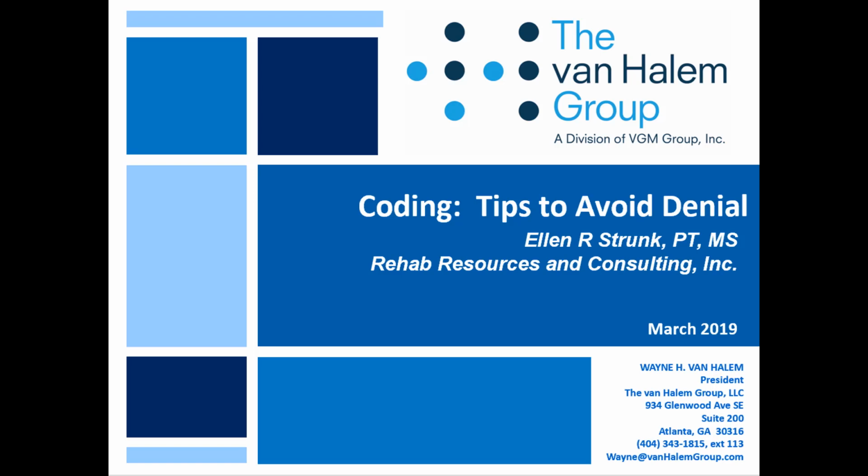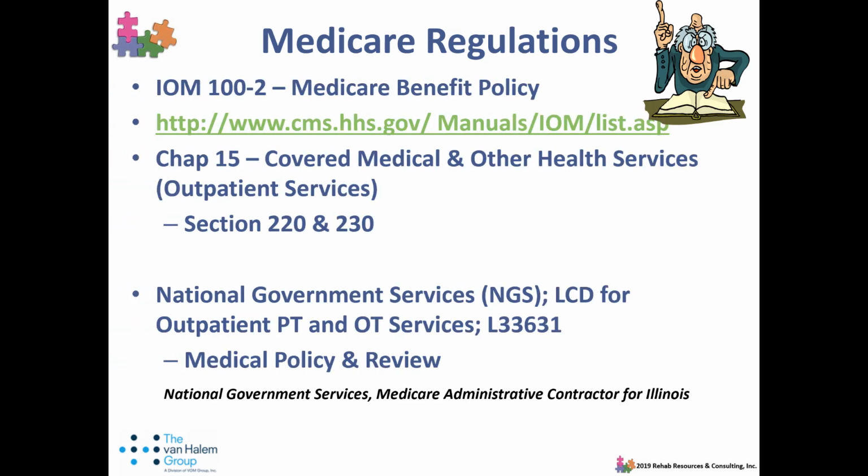This module will be on coding, tips to avoid denial. All of the documentation requirements and guidelines are found in the Medicare Benefit Policy Manual. Manual 102 includes more than 20 chapters, and Chapter 15 is the one that describes what is required in outpatient PT, OT, and ST documentation.